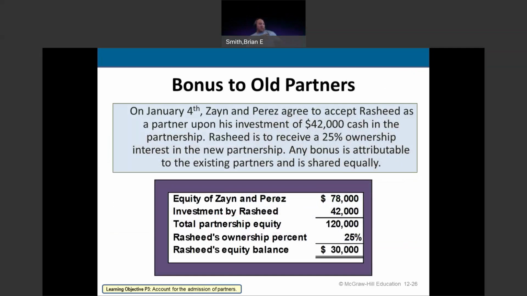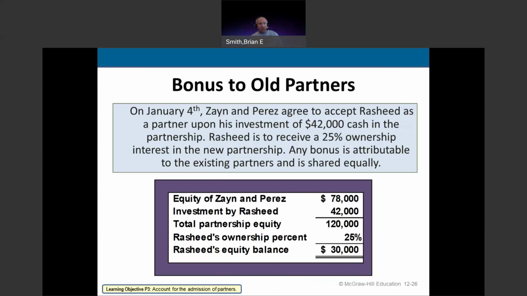So in this case, on January 4th, Zane and Perez agreed to accept Rashid as a partner upon his investment of $42,000 cash in the partnership. Rashid is to receive 25% ownership interest in the new partnership. Any bonus is attributed to the existing partners and is shared equally. So in this case, we have $78,000 right now with the total partnership. So when we go and add in the $42,000 invested by Rashid, we have $120,000 of partnership equity. Multiply that by 25%, and that is what we're going to give to Rashid.